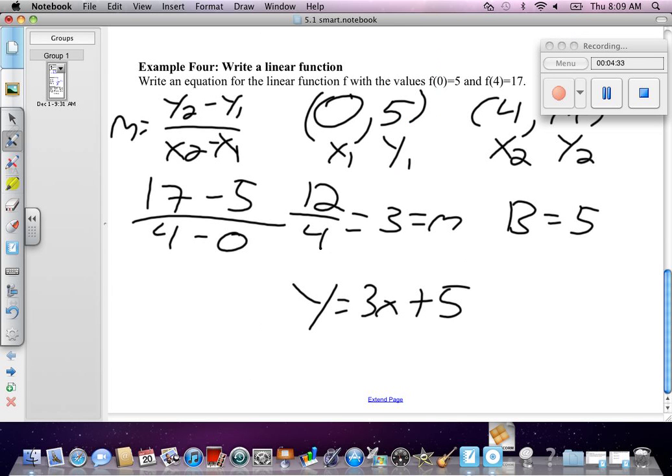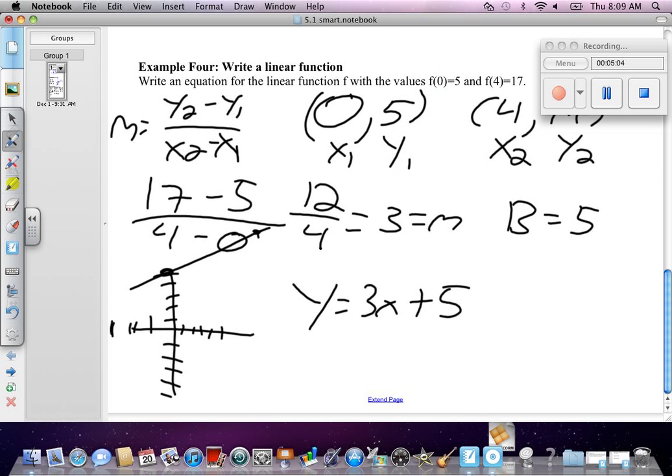Martel, did you have a question? Do you get how I found the slope? Yeah. Okay. Sometimes it helps to graph these 2 points. I know when x is 0, y is 5. When x is 4, y is 17. Do you see now what the b is?